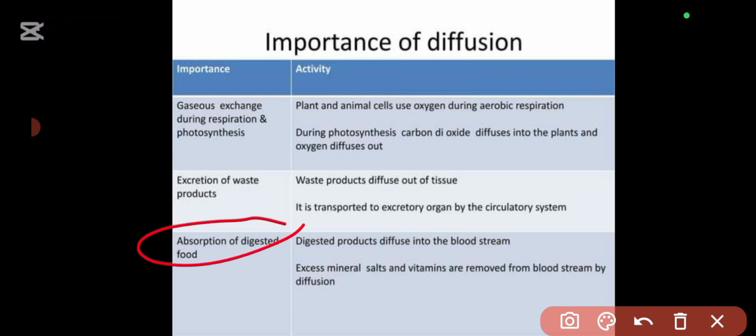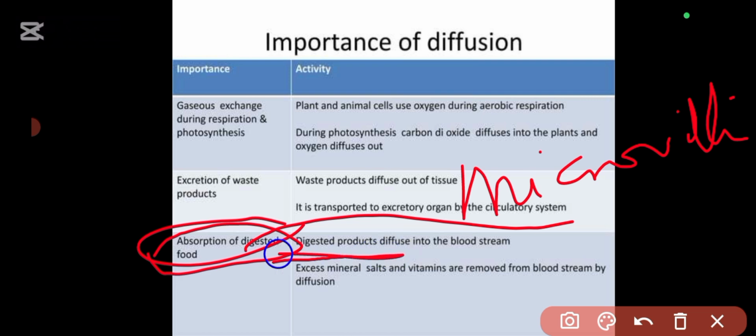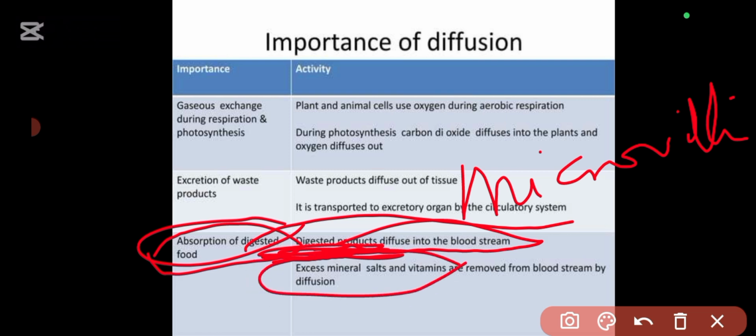Another is absorption of digested food. We have microvilli in our gut, which help in the absorption of nutrients first. Then the blood vessels that surround them help the absorbed nutrients get into the bloodstream. And excess mineral salts are removed from the bloodstream by the same process of diffusion.